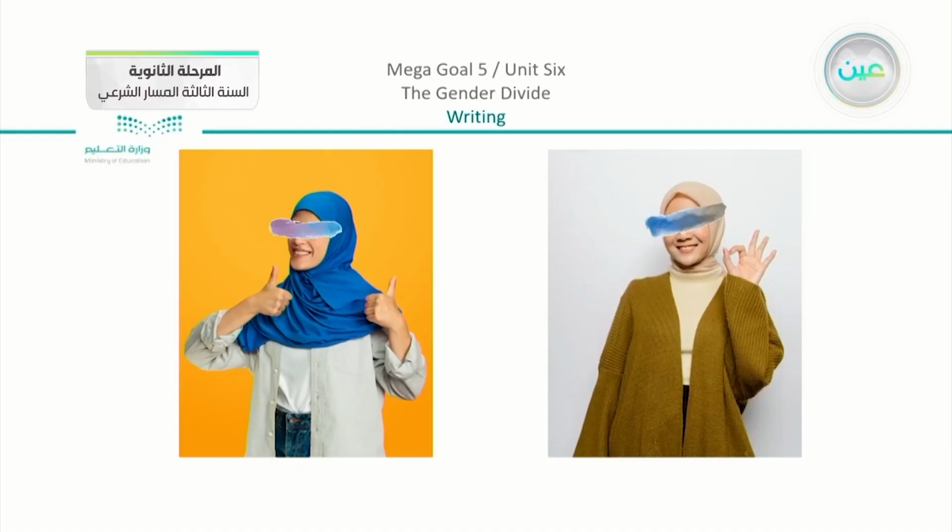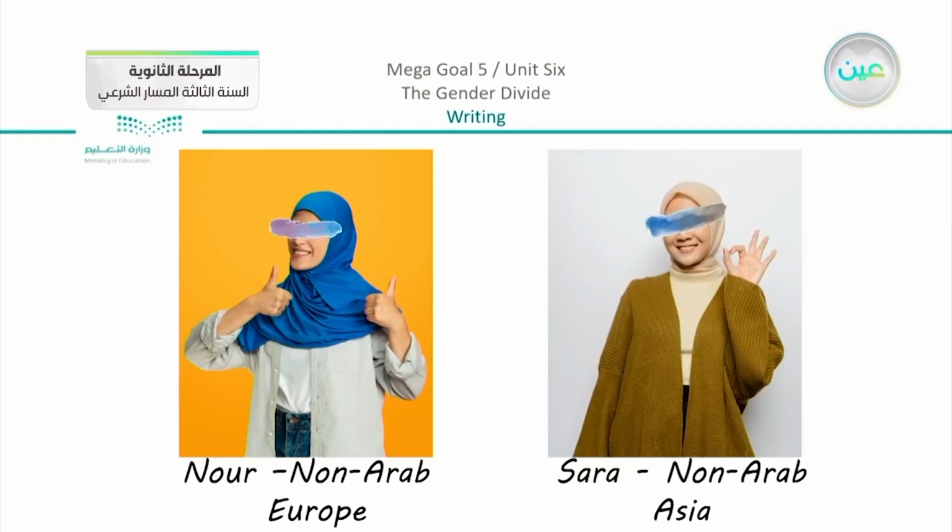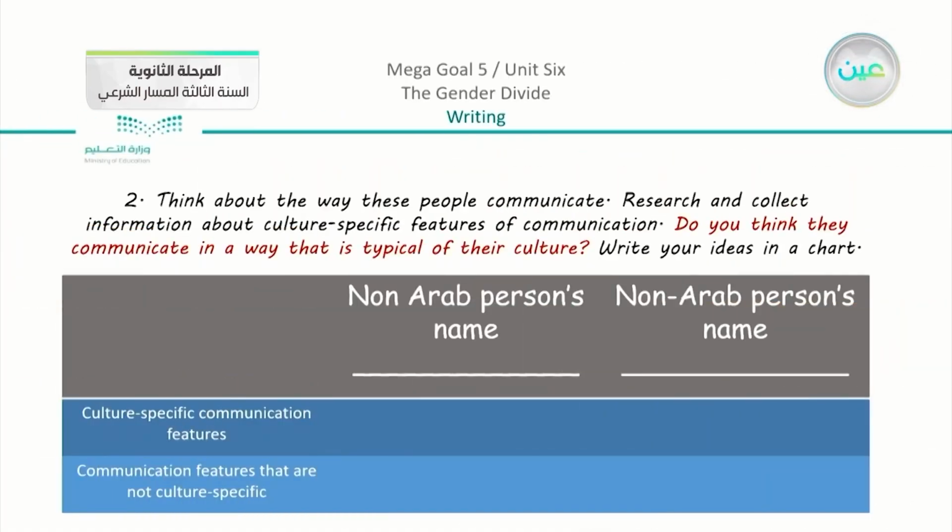Now, I have chosen these two young ladies. I have Noor, who is non-Arab, she is from Europe. And I have Sarah, who is also non-Arab, but she is from Asia. So I'm going to compare between these two girls. I'm going to use the table that we have here. Now I am asked to use these instructions that we have here.